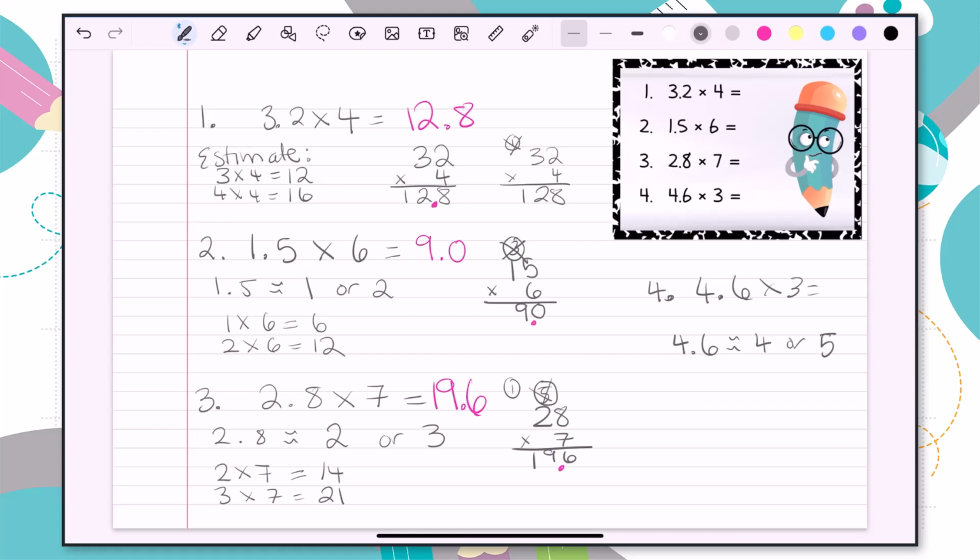So we're going to multiply 3 times 4, actually 4 times 3, which is 12, and then 5 times 3, which is 15. That shows us that our answer will be between 12 and 15. We're going to remove the decimal point and multiply using whole numbers and standard algorithm.